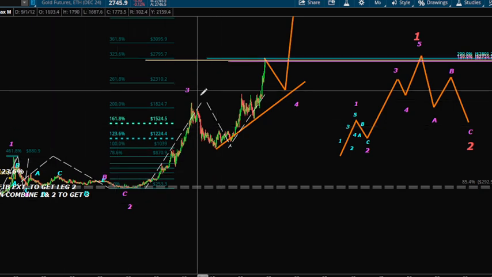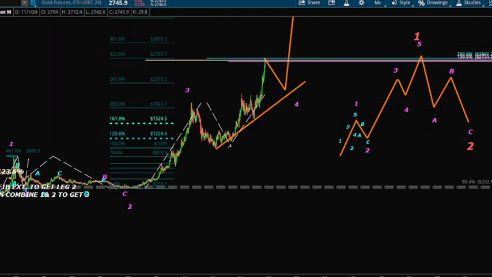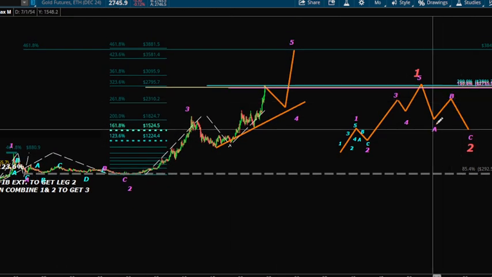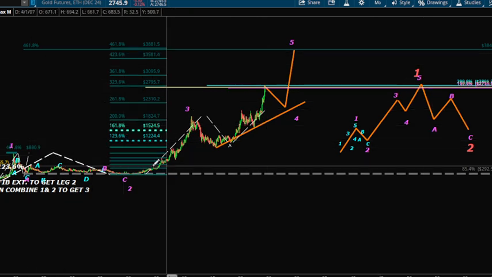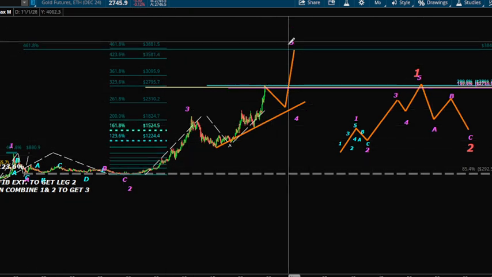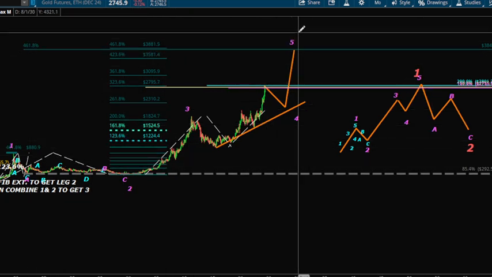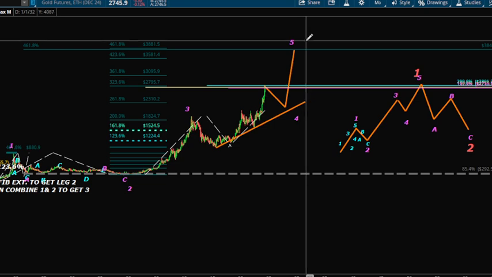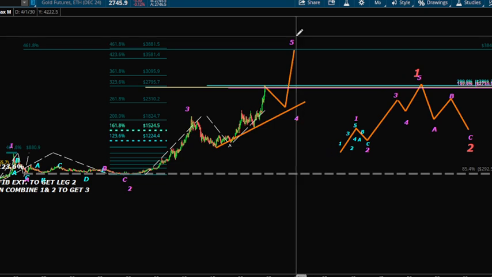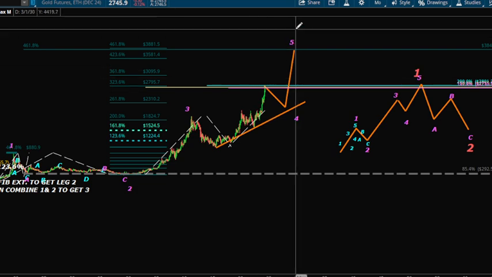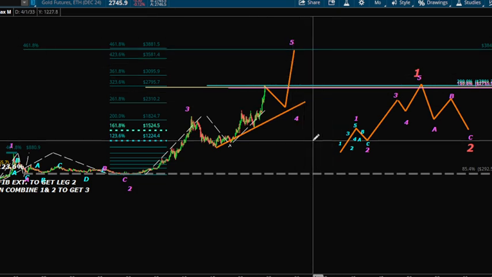So this would be a 1, 2, and then a 3 up, and that would make an A move. All of this would just be a move for an A. Or WXY, but I don't. For argument's sake, we're just going to label my three moves either an A, a B, or a C.